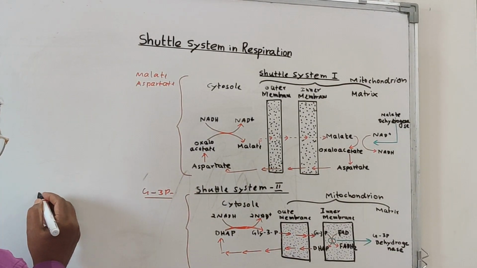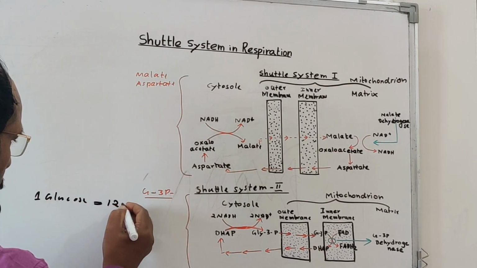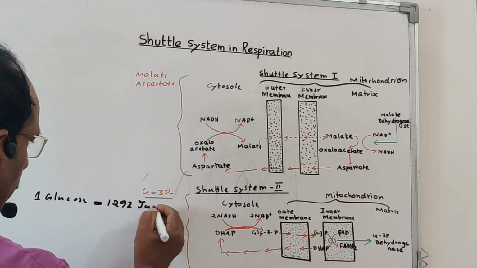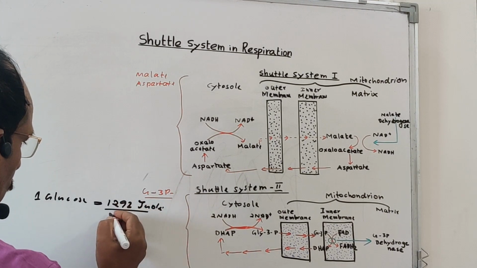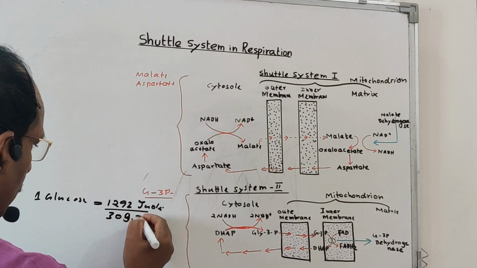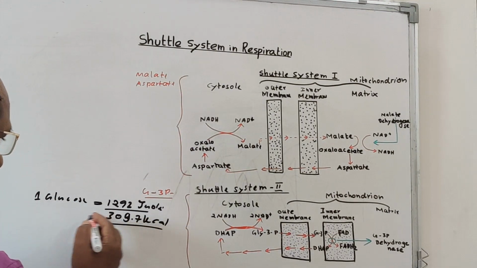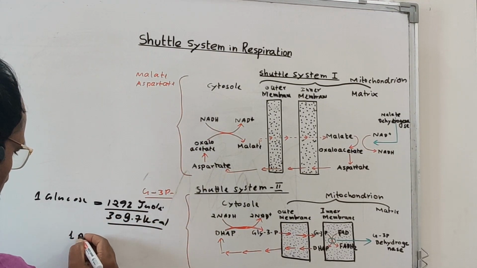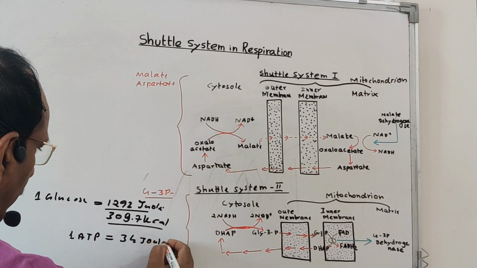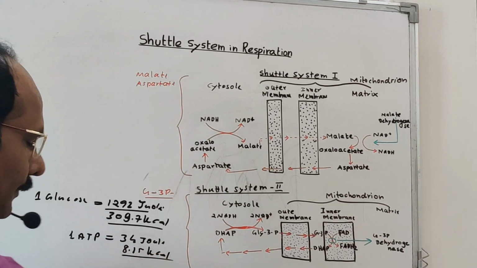One glucose molecule contains 1292 joule energy, or it is near about 309.7 kilocalorie energy present in one glucose molecule. Out of this, it produces ATP, and one ATP has 34 joule energy, or it may be 8.15 kilocalorie energy.